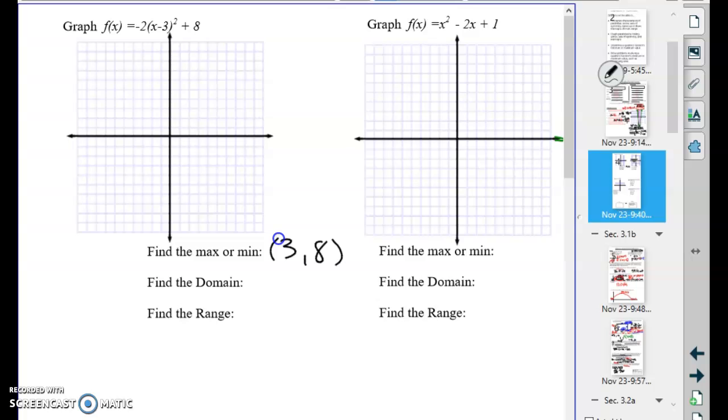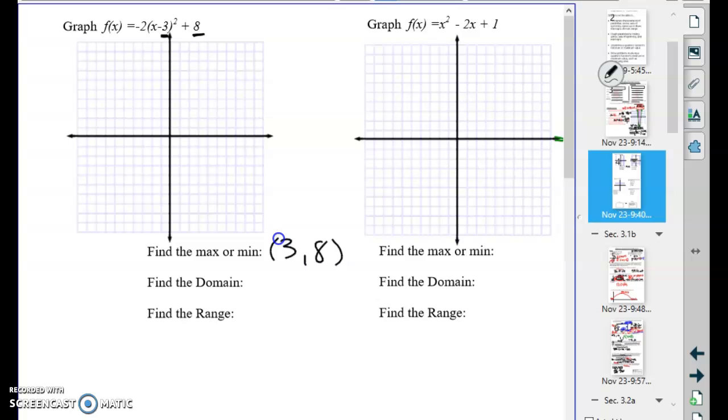How do I know that? Because in this form, it's just right there. That x is always the opposite, because the original form was x minus h. So really what that means, when it's asking me to find the maximum or minimum, depending on the context, oftentimes it's okay to just say the maximum or minimum. This one happens to be at (3, 8).